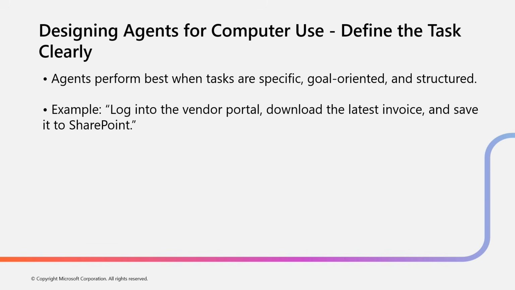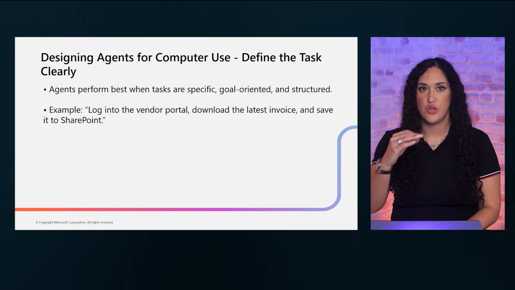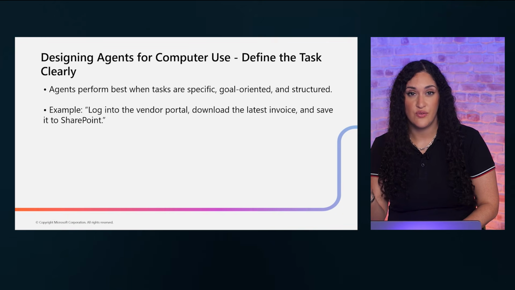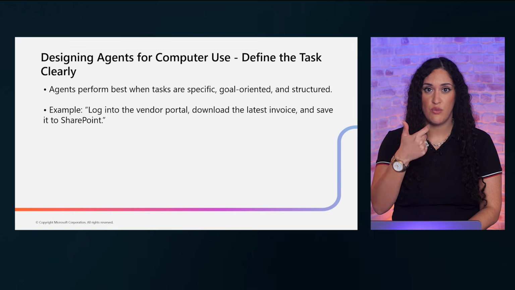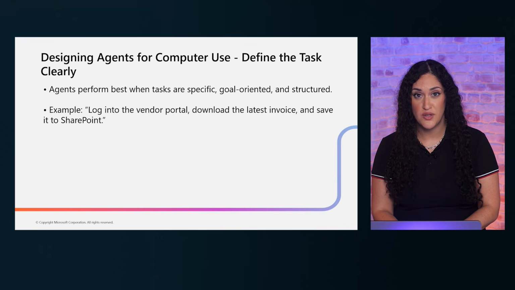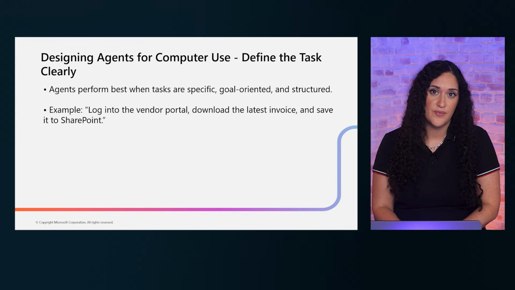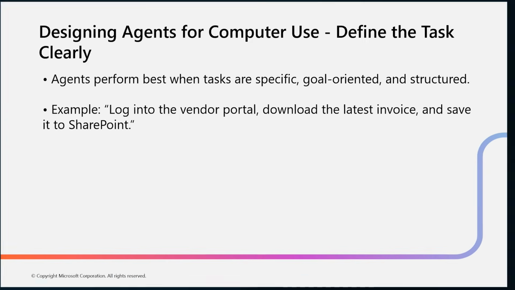When designing agents for computer use, start by defining the task clearly. Agents perform best when tasks are specific, goal-oriented, and structured. A good example: log into the vendor portal, download the latest invoice, and save it to SharePoint. Notice how specific that is? It names the system, the action, the object, and the destination. The best practice is to write task definitions that a new employee could follow on their first day. If a human would need clarification, your agent will too. Clarity in task definition directly translates to reliability in execution.